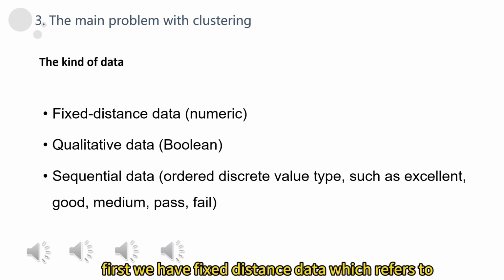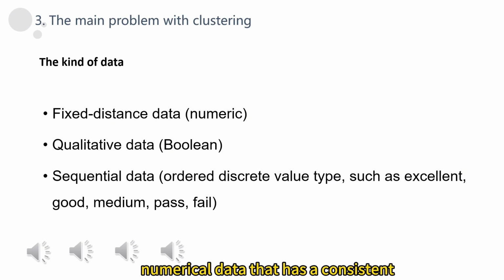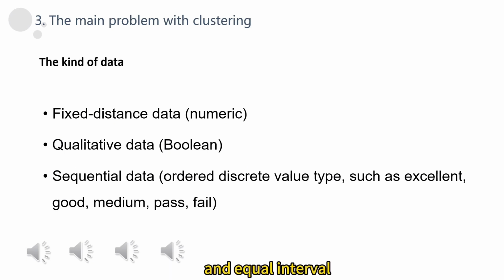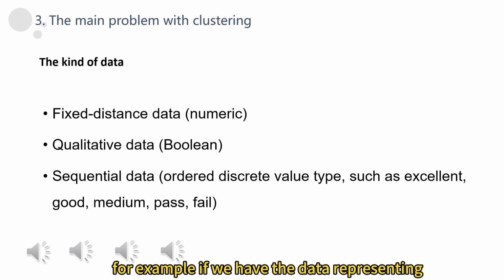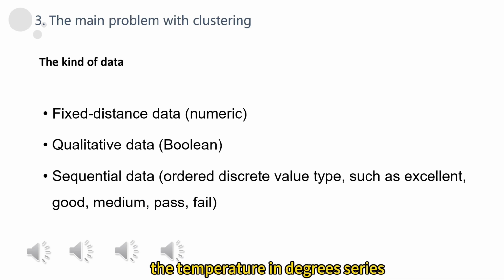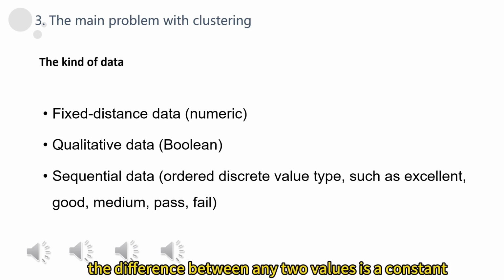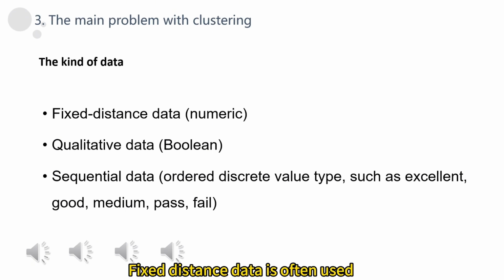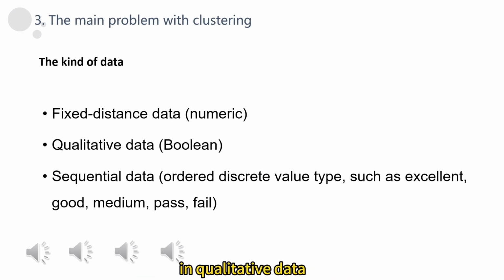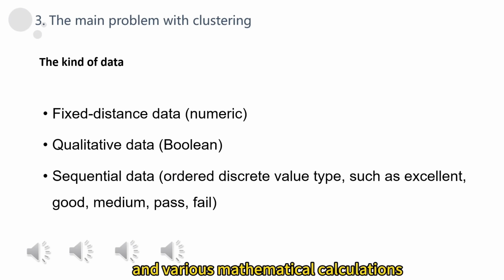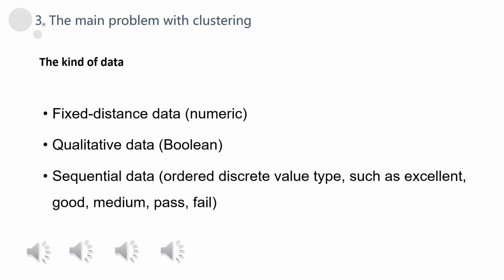First, we have fixed distance data, which refers to numeric data that has a consistent and equal interval between successive values. For example, if we have data representing the temperature in degrees Celsius, the difference between any two values is constant. Fixed distance data is often used in quantitative data and various mathematical calculations.